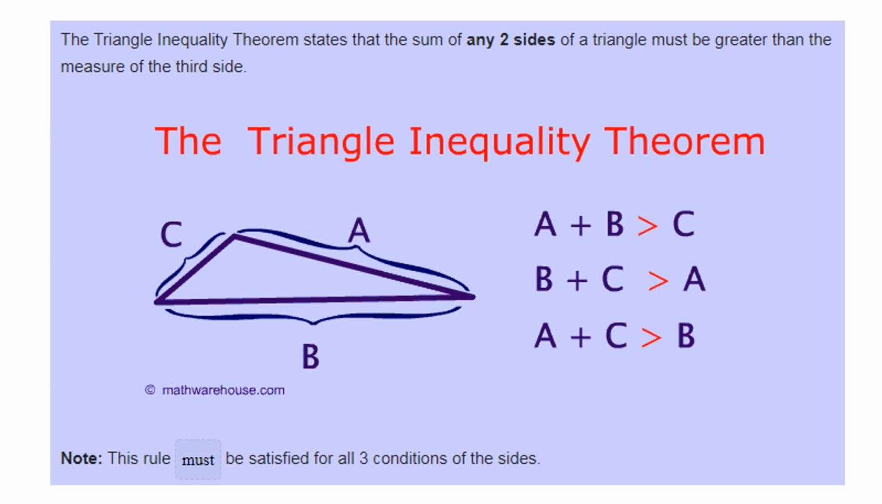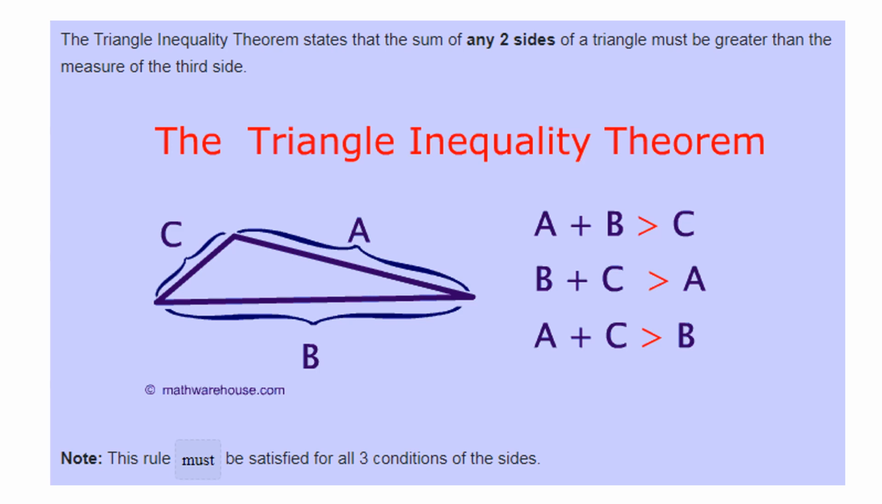So this is the triangle inequality theorem, which states that the sum of any two sides of a triangle must be greater than the measure of the third side. So if you can see the figure, we have sides A, B, and C. For us to make a triangle out of the combination of numbers, we need to consider that the sum of any two sides must always be greater than the remaining side.